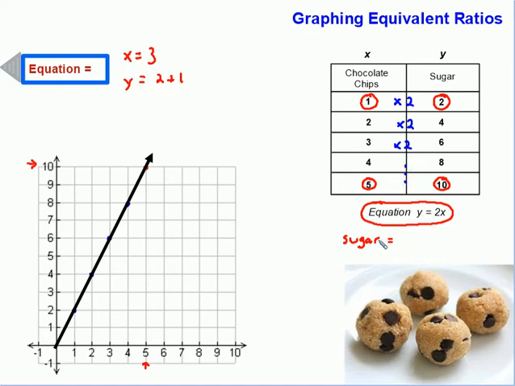So y is sugar, x is the number of cups of chocolate chips, and we're going to multiply 2 times that to get the number of cups of sugar. And that's what this represents. Our equation y is equal to 2x gives us a plan of how to get y. y is equal to 2 times whatever x is. This is x, and this is y.